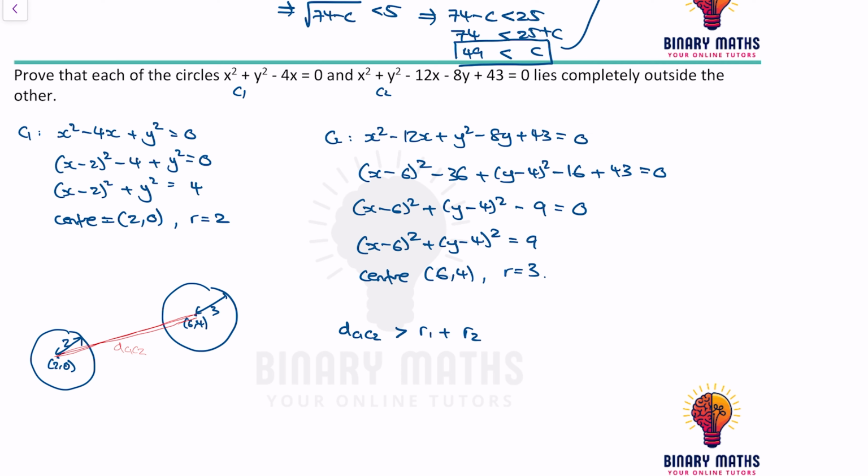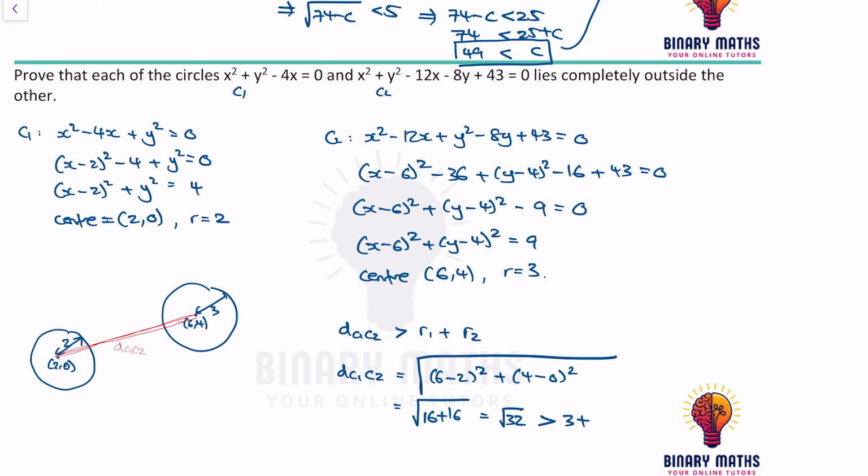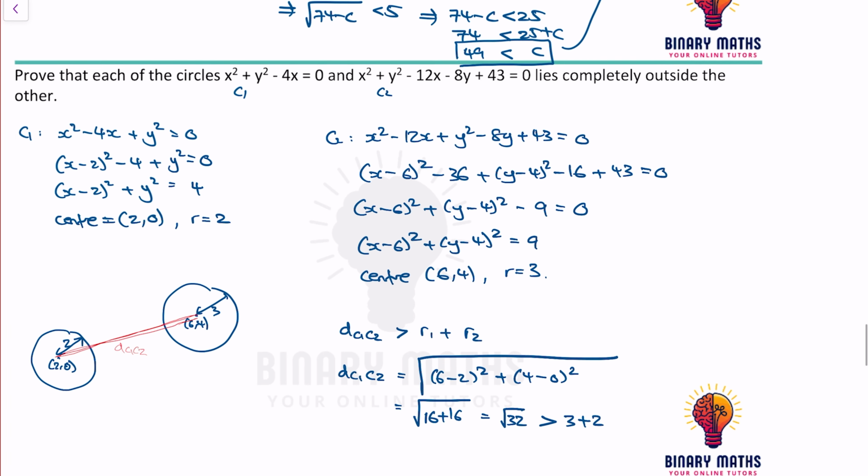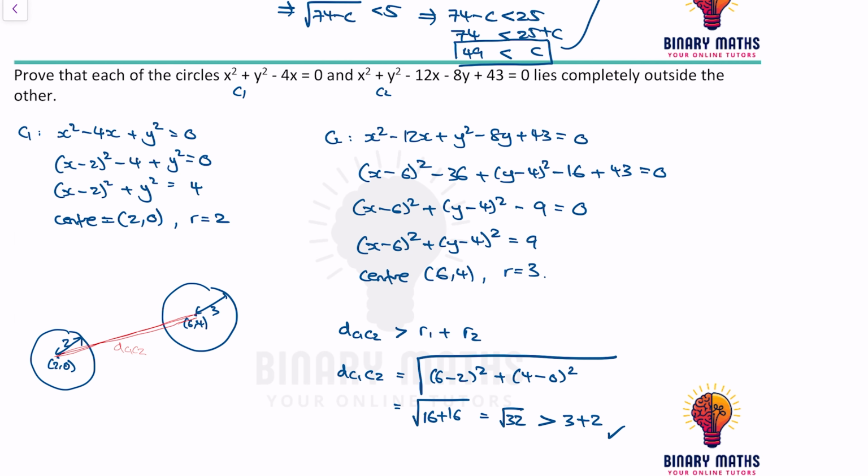So let's work out first the distance between C1 and C2. The distance is equal to the square root of the difference between the x coordinates squared, so it's (6 minus 2) squared plus (4 minus 0) squared, which gives you the square root of 4 squared, which is 16, plus 16, which is equal to root 32. Now, is root 32 greater than the two radii added together? Is root 32 greater than 3 plus 2? Yes, it's true.